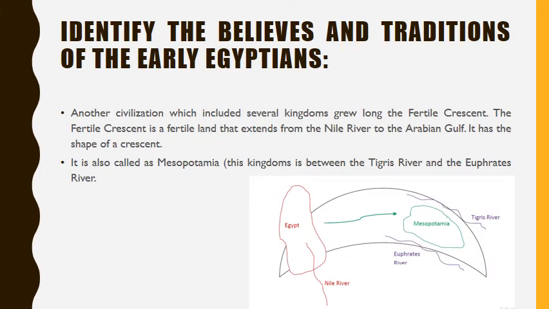Another civilization which included several kingdoms grew along the Fertile Crescent. The Fertile Crescent is a fertile land that extends from the Nile River to the Arabian Gulf. It has the shape of a crescent, as you can see in the picture as well. It is also called Mesopotamia. This kingdom is between the Tigris River and the Euphrates River.